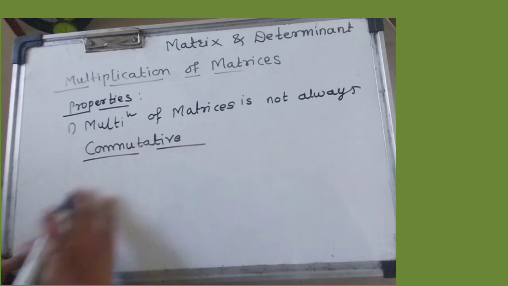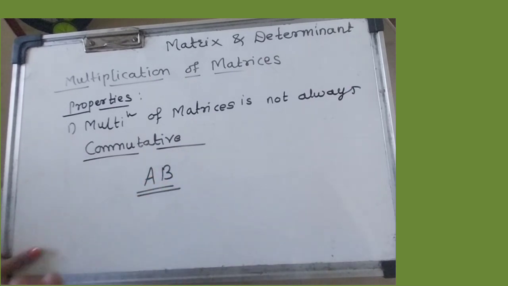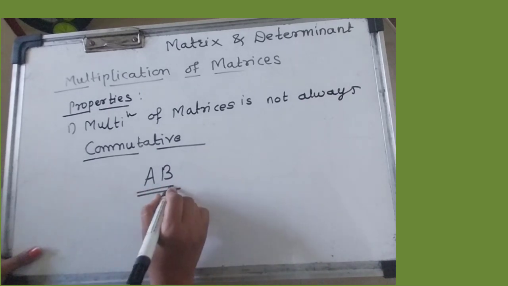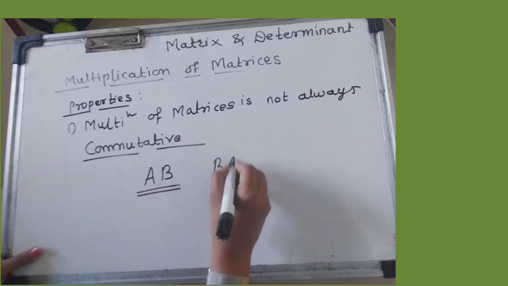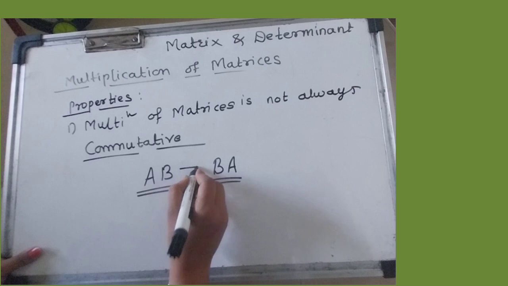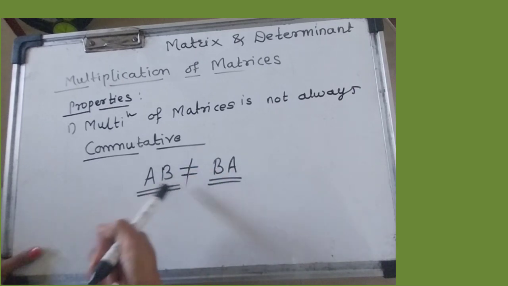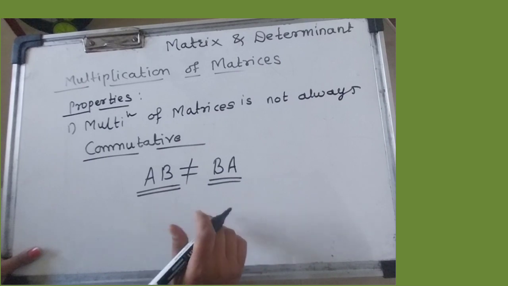Okay, see how it is. Suppose AB is possible. Okay, matrix multiplication of AB is possible. It is not necessary that BA is also possible. Okay, and they may or may not be equal. Generally, they are not equal. In exceptional cases, they are equal.